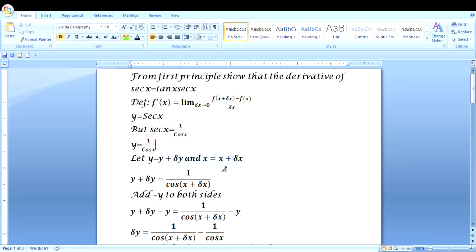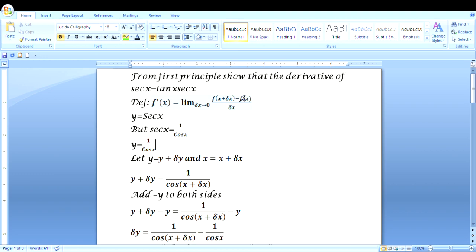Hello, good day. In this virtual class, we'll be looking at how to find the derivative of sec x from the first principle. Here, from the definition, f prime of x is equal to the limit as delta x tends to 0 of f of x plus delta x minus f of x, divided by delta x.